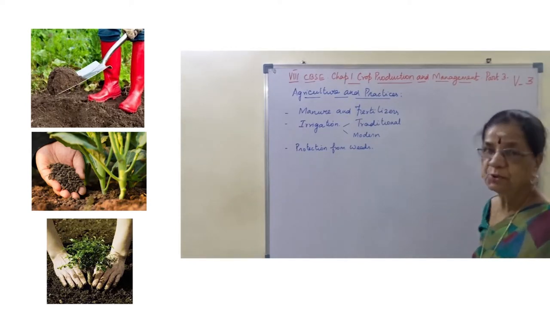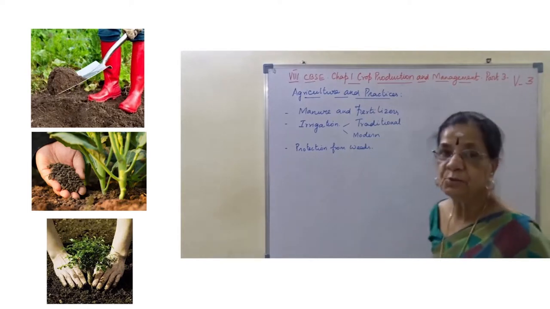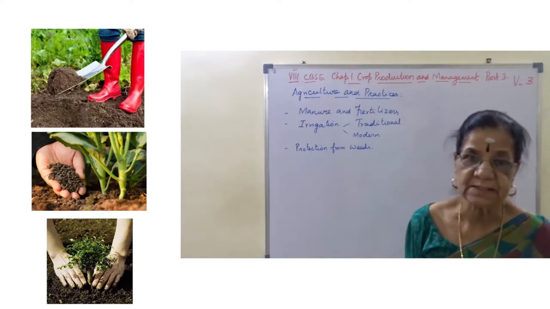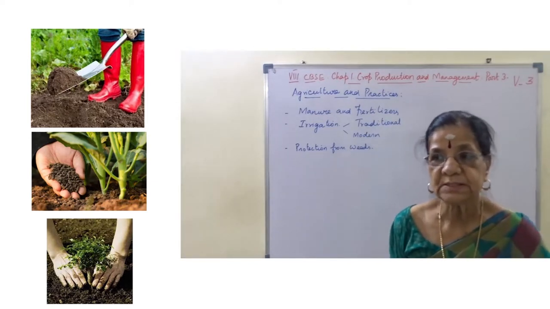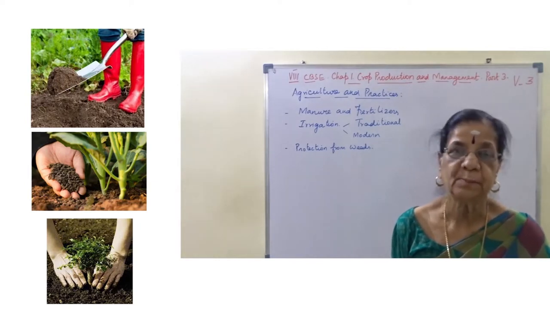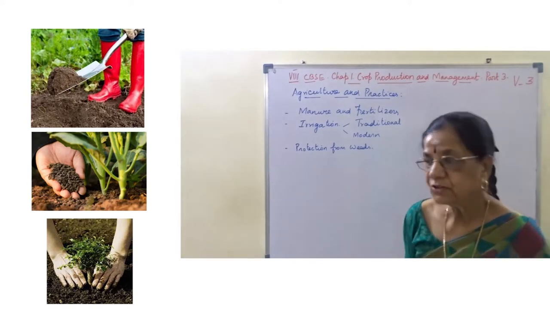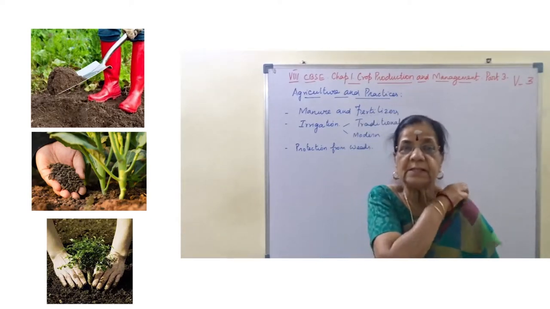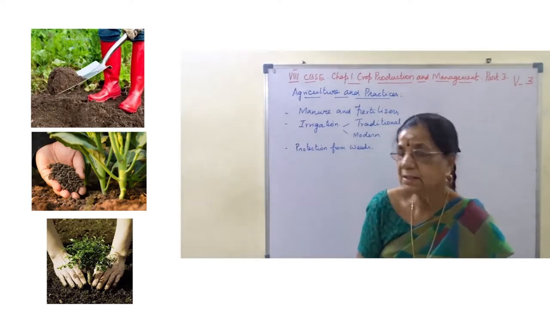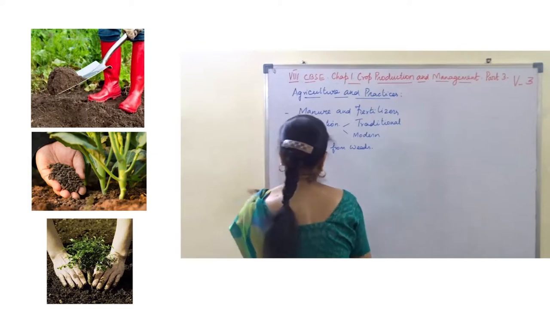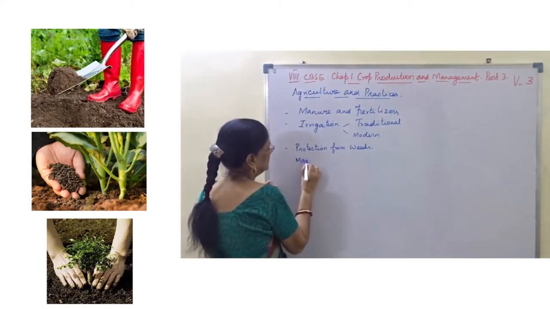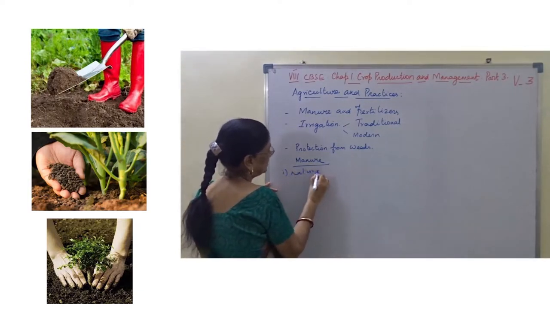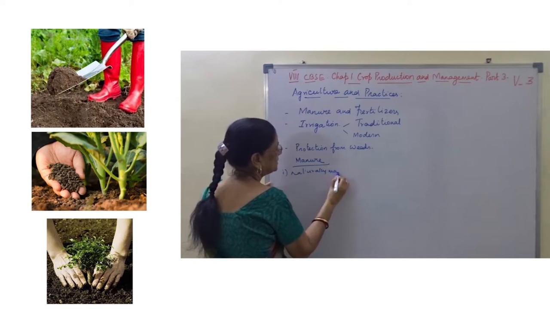Then the next one, the third practice, is manure and fertilizers. Now manure and fertilizers are supplied to the soil for further growth of the plants. Now this manure, as you know, is a naturally made substance. Manure is naturally made. What does it mean?